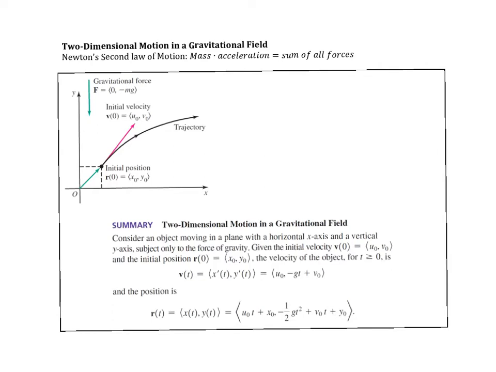The next thing we're going to talk about is two-dimensional motion in a gravitational field. So when we say gravitational field, what we're going to assume is that the only force acting upon our object is the force of gravity. So using Newton's second law of motion, we have that mass times acceleration is going to be the sum of all the forces.